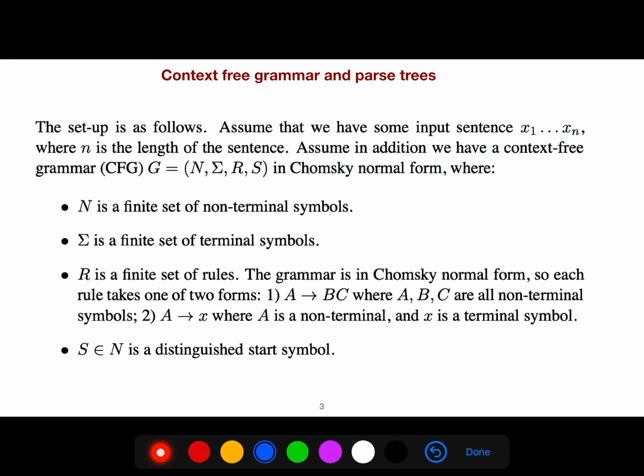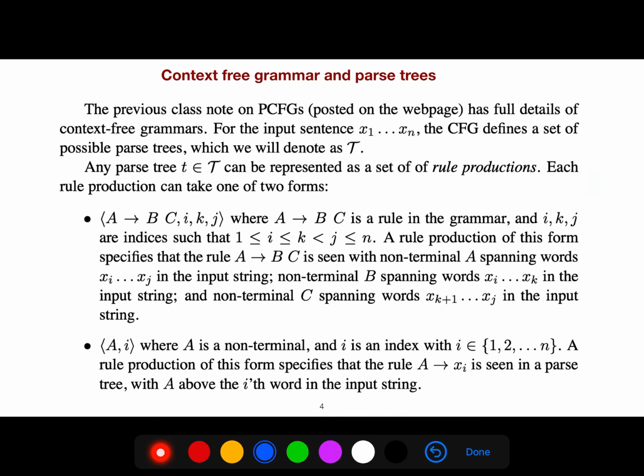So N is the finite set of non-terminal symbols, sigma is a finite set of terminal symbols, R is a finite set of rules, and the grammar is in Chomsky normal form. So each rule takes one of two forms. It either goes A to B C, or A goes to X. And S is a distinguished start symbol. We always say S start, and we create the tree. So this is a context-free grammar that we are talking about in this playlist, and we want to parse it.